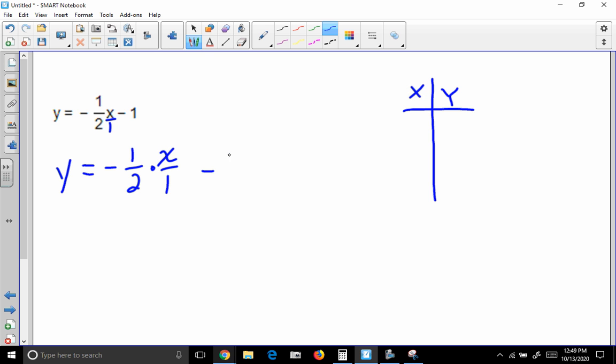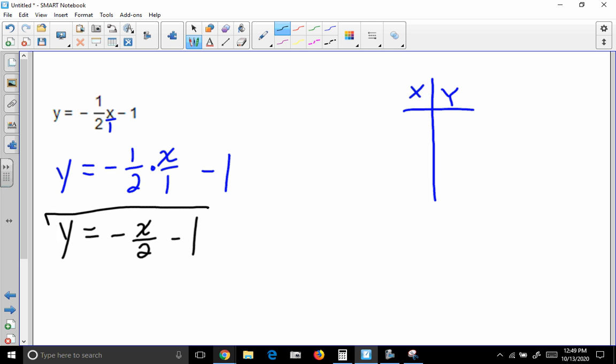And then a minus 1 on the end. We don't have to necessarily say that. But the reason sometimes I'll write it this way is when we pick numbers for x, we want to pick numbers that can be divided by 2. Remember, when we multiply fractions, we multiply the tops and the bottoms together. So we could call this 1 times x over 2 times 1. So all of these are the same.